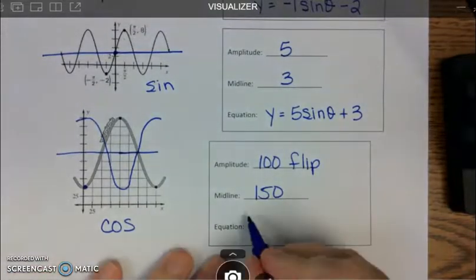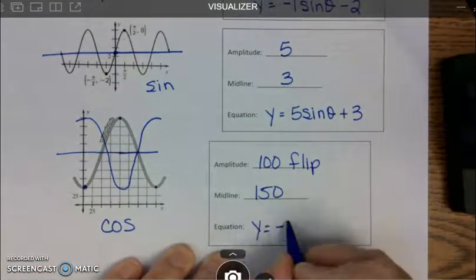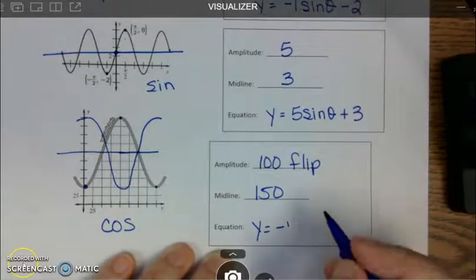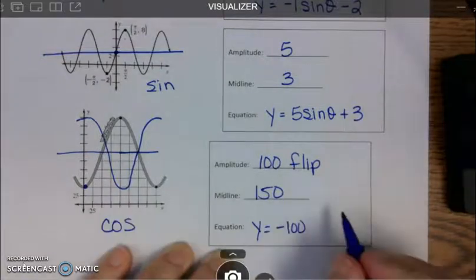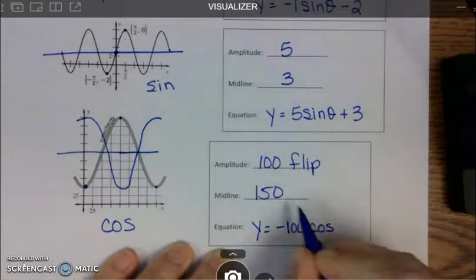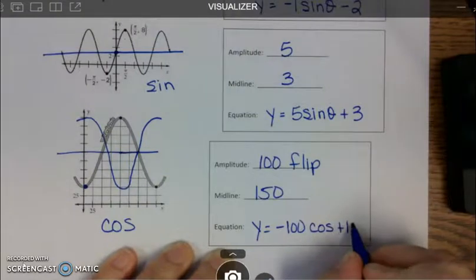Okay, so here we go. Y equals a negative, sorry about that. So we're making it negative, so negative 100. We said it's cosine plus 150.